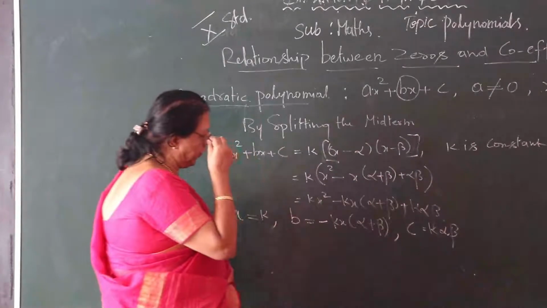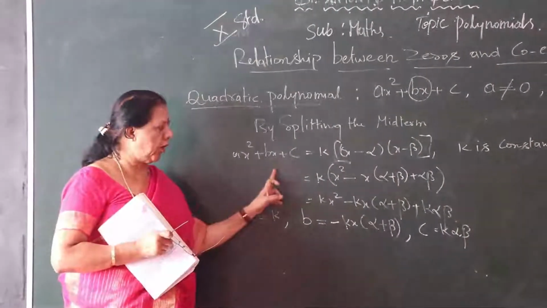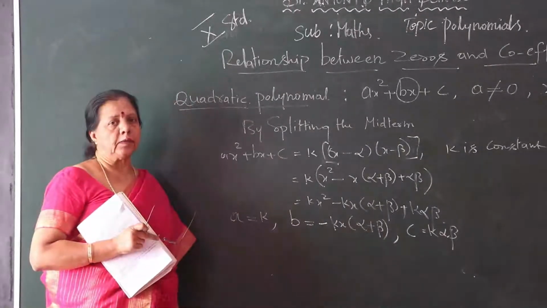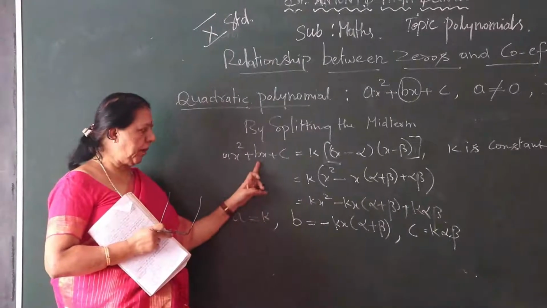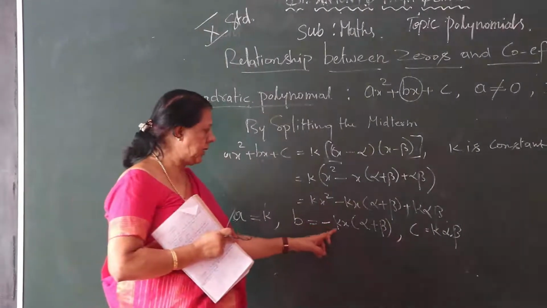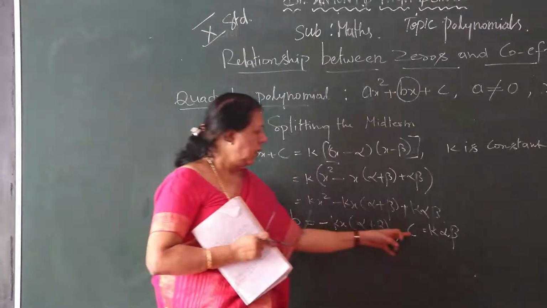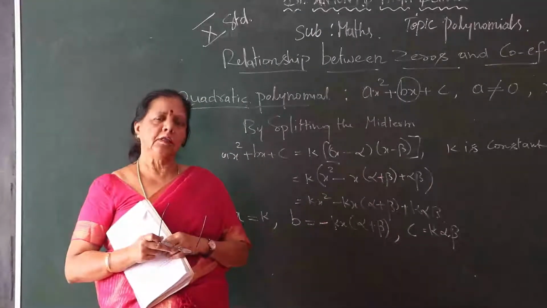Children, go through it, all of you go through it. You compare this column here. What is a? k. What is b? Minus k times alpha plus beta. What is c? k alpha beta. Is it clear, children? Is it clear?